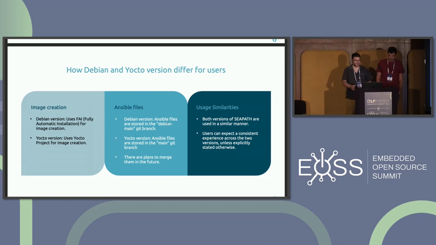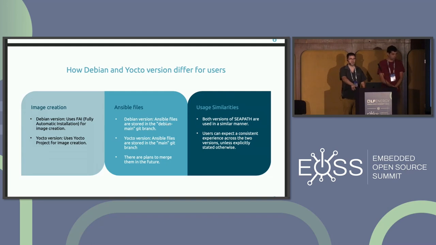SEAPATH uses both Debian and Yocto. It can be run on top of Debian or on a custom Yocto distribution. So SEAPATH differs in the image creation. For Debian, we use a fully automatic installation to create the Debian ISO, which will be flashed on the disk later. And on Yocto, you use, of course, Yocto to create the image.